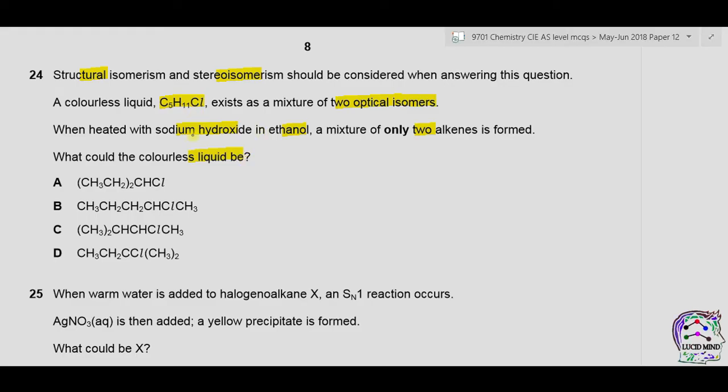Now for halogenoalkane, the reaction in sodium hydroxide in ethanol is an elimination reaction. In elimination reaction, small molecules are eliminated. In this compound we have Cl, so HCl will be eliminated and alkene will be formed. In the question they have given that this colorless liquid halogenoalkane exists as a mixture of two optical isomers. It means that a chiral carbon is present. Let's look into the options.